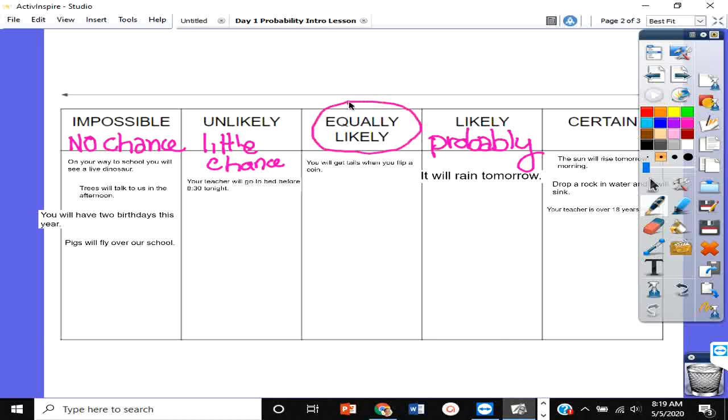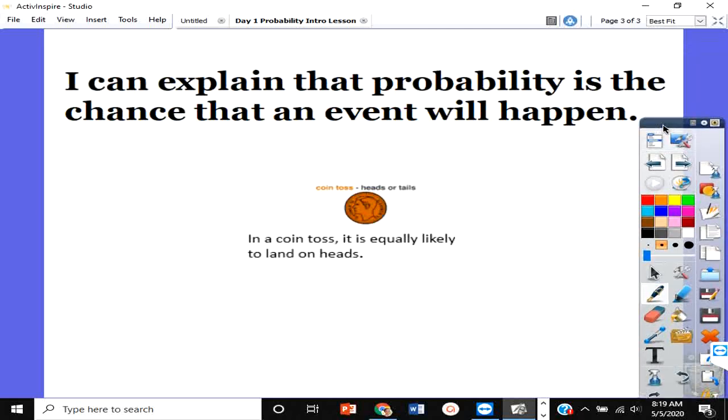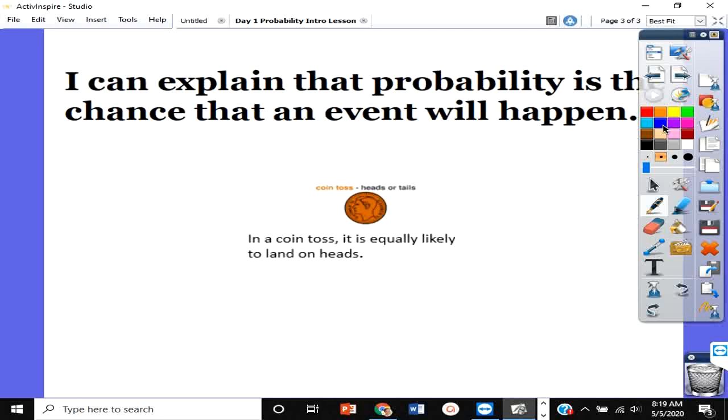So you see today when we predicted the probability of some events, we had to think about our prior knowledge or our schema to help us make those predictions. We can't just randomly predict the probability of a statement until we have thoroughly thought about our past experiences. So today, our goal was to explain that probability is the chance that an event will happen. Do you think we have reached our goal today? If you said yes, you are correct. Great job today.